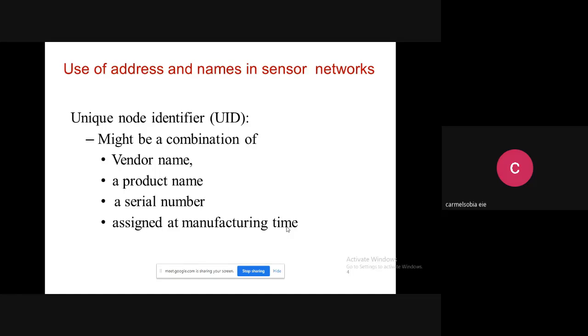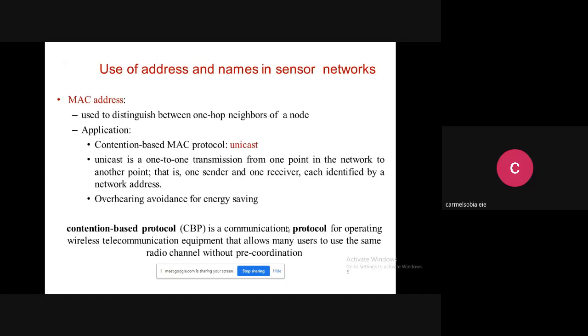So using this UID detail, we can support the function of your particular protocol stack. The protocol stack is your layer concept. So we are able to identify the addresses and names of your sensor network; you should know these details. The first one is your unique node identifier detail. Once knowing this, then we get into the MAC address.